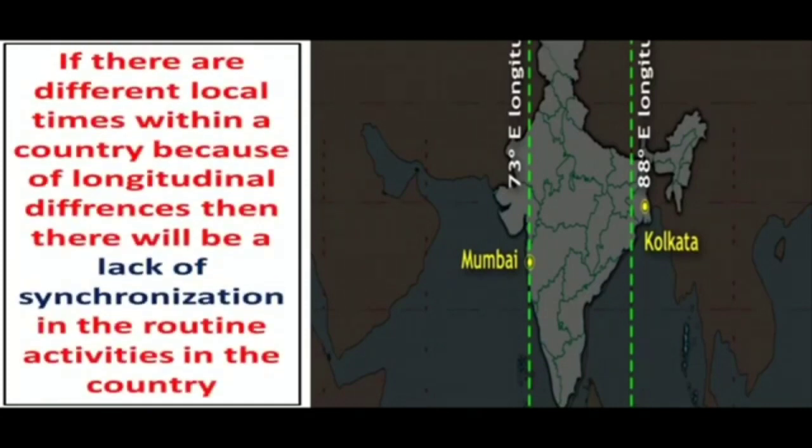But one more thing here we have to understand. Both Mumbai and Kolkata are located within India on different longitudes, and that is why their local times differ by an hour. But one more twist is there. If there are different local times within a country because of longitudinal differences, then there will be a lack of synchronization in the routine activities in the country. अलग अलग शहरों के अलग अलग जगहों के अगर अलग अलग लोकल टाइम कंसीडर किए जाएंगे तो हमारी डे टू डे रूटीन जो है वो डिस्टर्ब हो जाएगी.